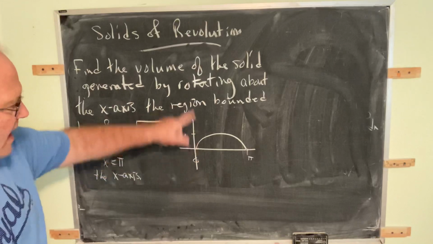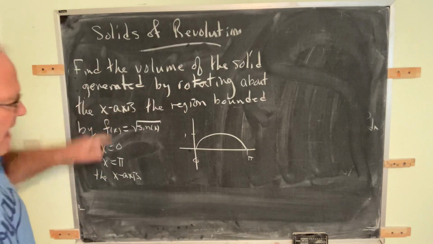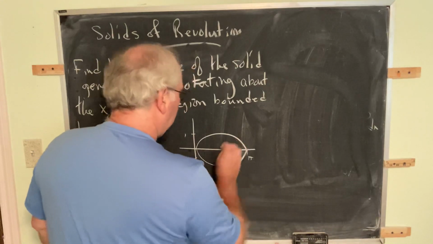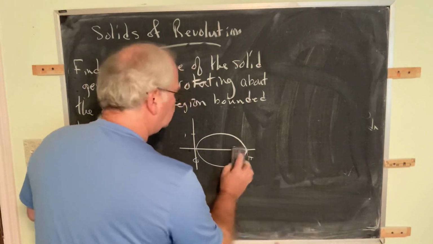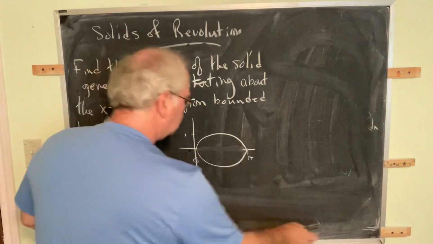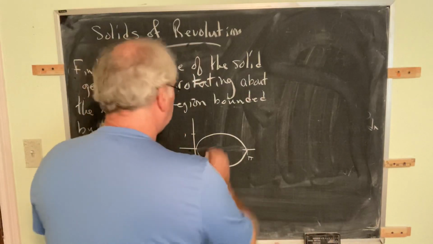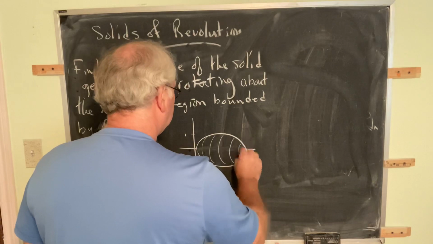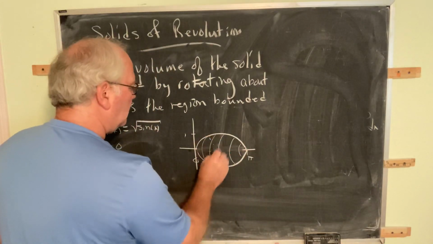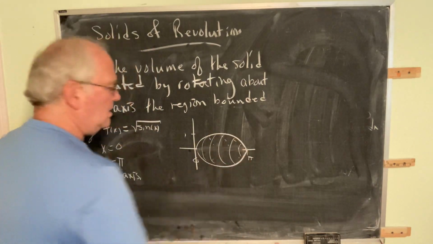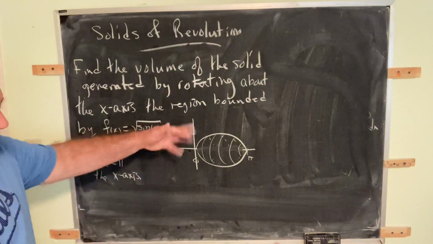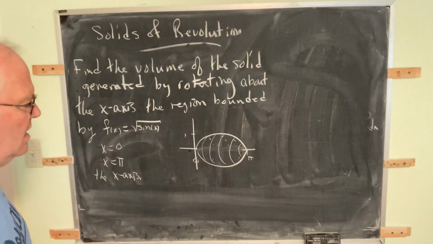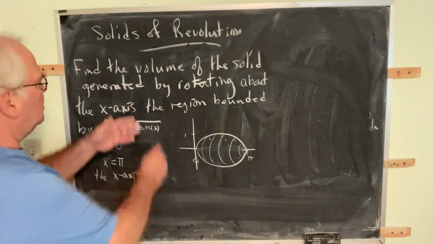And if you rotate that about the x-axis, it would look like this. It's sort of like a medicine tablet of some sort. And so we're going to find the volume.